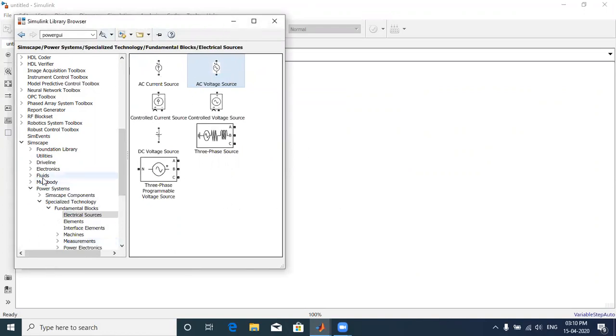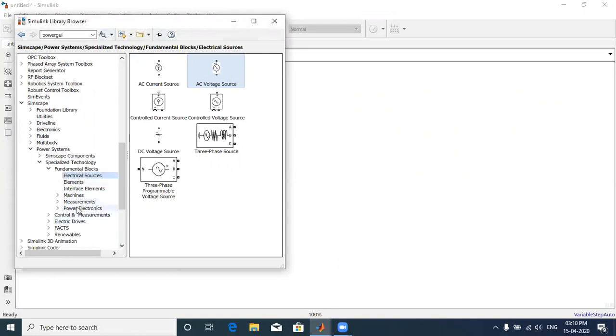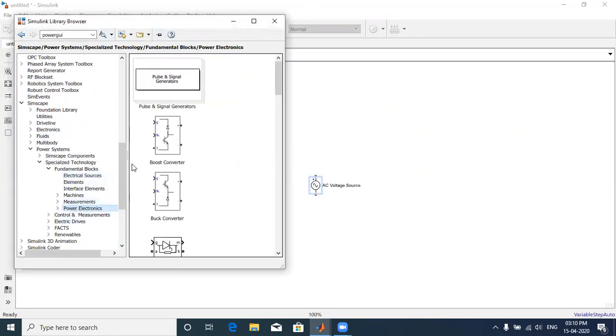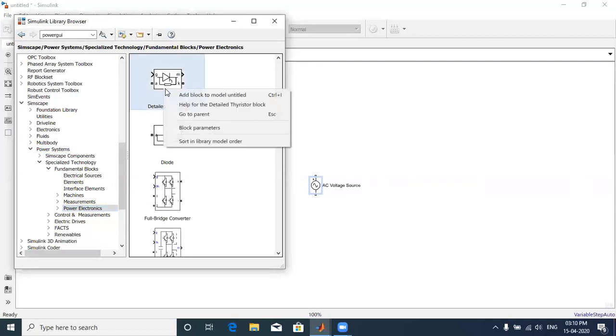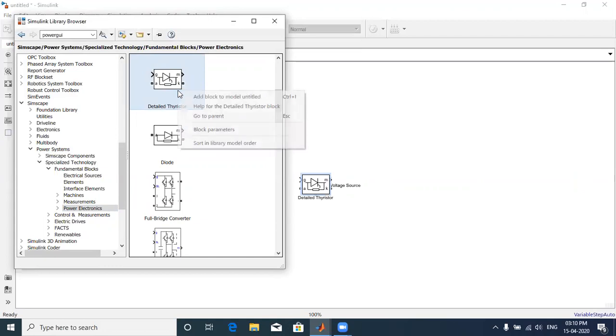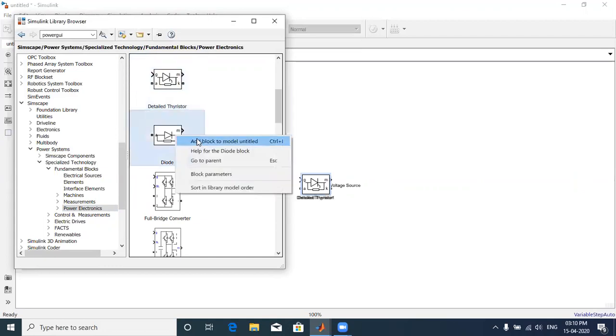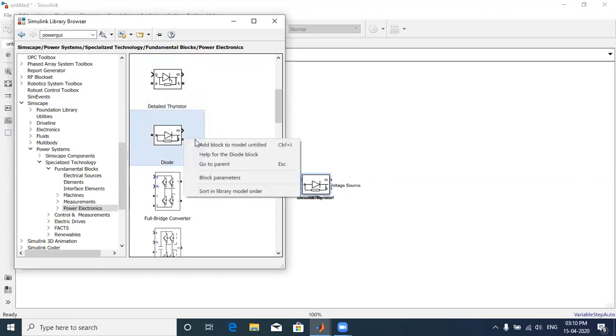Then the next things we will require are the different power devices. So go into power electronics. In the same fundamental blocks, you can see the thyristors. So again, right click it, place those components. Two thyristors will be needed and two diodes will be needed for implementation of the semi-converter. So place them. So I have taken an AC source, two SCRs and two diodes.